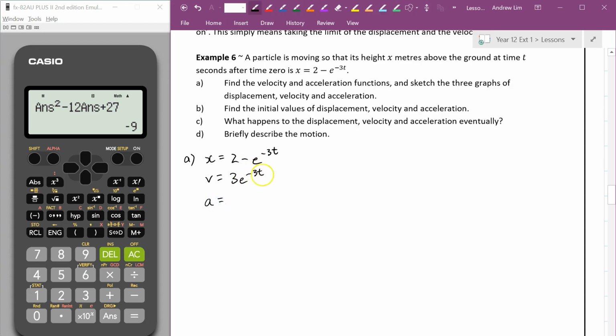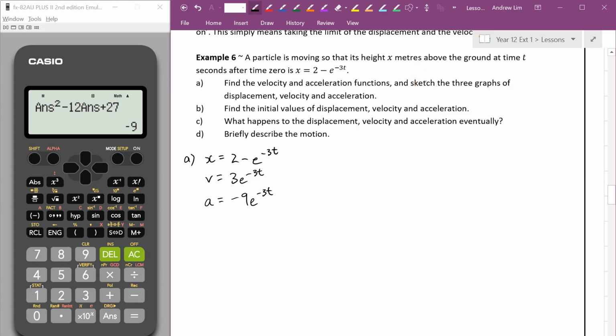Acceleration. Again, we're going to differentiate the power. That's going to give us minus 3. 3 times minus 3 is minus 9e to the minus 3t. All right, so we found the velocity and acceleration functions. We now need to sketch the 3 graphs.